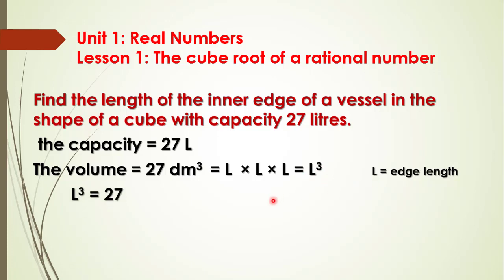So L to the power 3 equals 27. How can you find L? Take the cube root for both sides, so L equals the cube root of 27, which is 3 decimeter. We can convert it into centimeters, equal 30 centimeters. So here the edge length equals 30 centimeters.